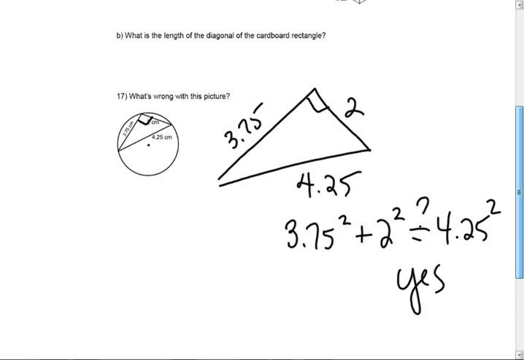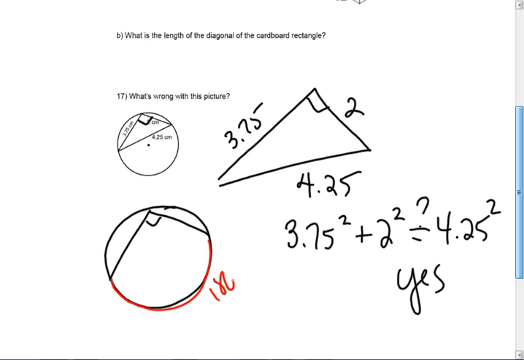Now, do you remember what happens in circles with right triangles? Right angle. That's half of the intercepted arc. So this arc has to be 180 degrees, which means this has to be a what part of a circle? It has to be a diameter. This has to be a semicircle. So this had to have gone through the center. That's what's wrong with the picture.